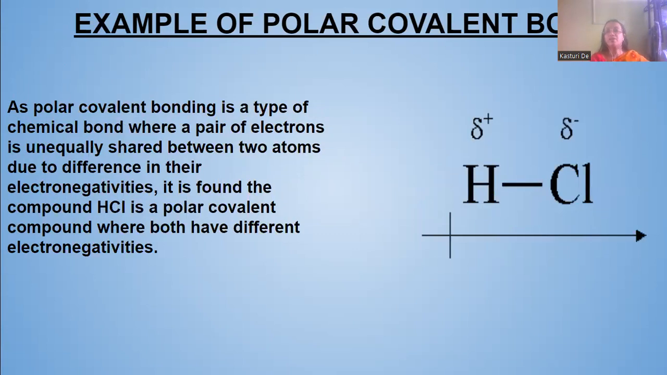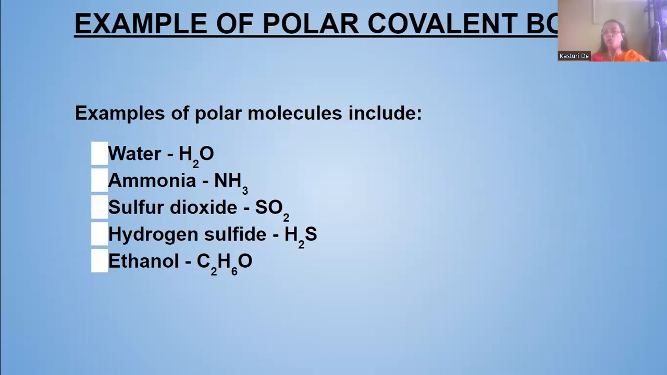Next, another polar covalent compound is hydrogen chloride. A polar covalent bond is a type of chemical bond where a pair of electrons is unequally shared between the two atoms with a difference of electronegativity. Hydrogen chloride is also a polar covalent compound where both atoms have different electronegativity. Chlorine is more electronegative than hydrogen, so the chlorine side will become more electronegative than the hydrogen side. Examples of polar molecules are water, ammonia, sulfur dioxide, hydrogen sulfide, and ethanol.